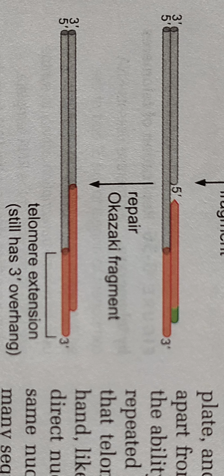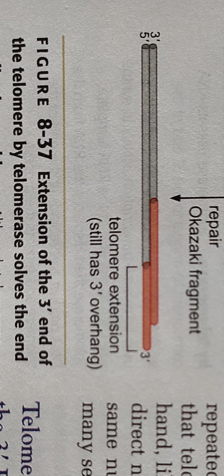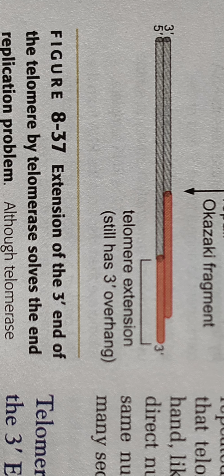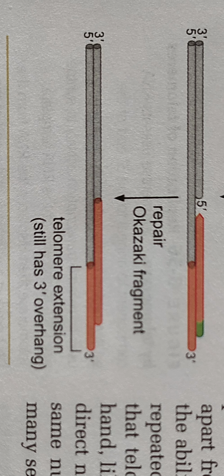And in this way the extension of the 3' end of the telomere by telomerase will solve the end replication problem. But what happens as cell division approaches more and more, these telomeres get shortened after quite a few cell divisions, and thus that leads to telomere shortening, and then again your end replication problem begins. This is the main reason that leads to aging.